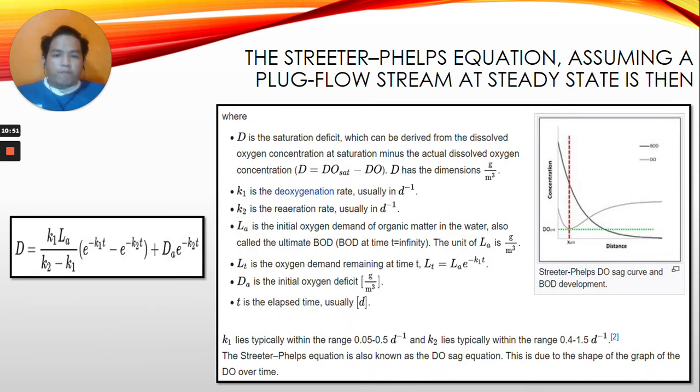So assuming a plug flow stream at steady state, the Streeter-Phelps equation is this: D is equal to K1 L sub A over K sub 2 minus K sub 1, multiplied by e to the power of negative K sub 1 t minus e to the power of negative K sub 2 t, then plus D sub A times e to the negative K sub 2 t, wherein D is the saturation deficit, K1 is the deoxygenation rate, K2 is the reaeration rate, LA is the initial oxygen demand, LT is the oxygen demand remaining at time t, DA is the initial oxygen deficit, and t is the elapsed time, usually in days.